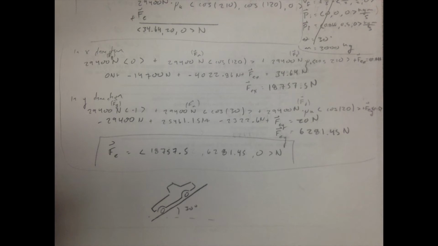This is all equal to our net force in the x direction of 34.64. Now we can solve for the force of the engine in the x direction and do the same thing we just did for the y direction. This will give us a vector of the force of the engine, which is 18,757.5 in the x direction, 6,281.45 in the y direction, and 0 newtons in the z direction.